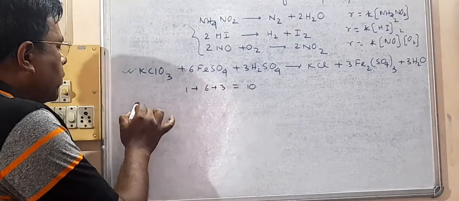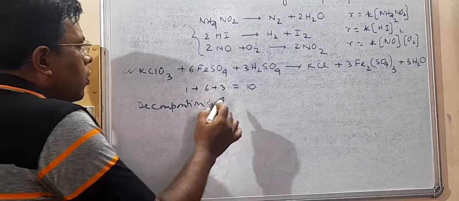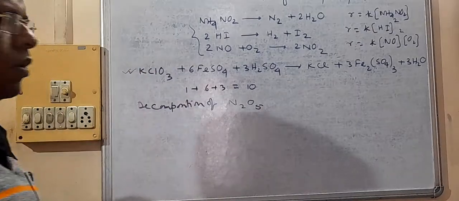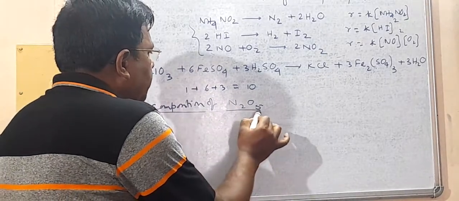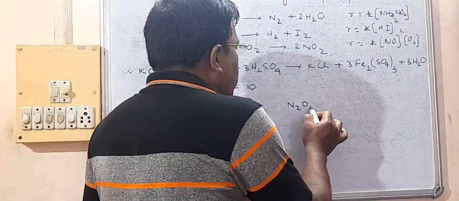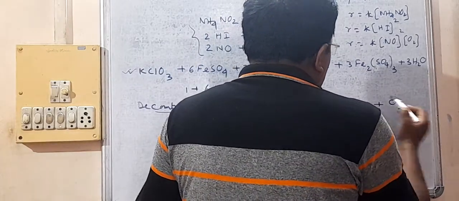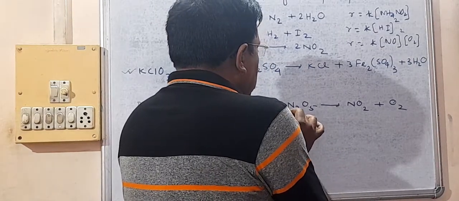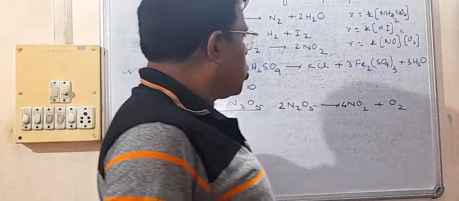Now we are going to explain it with the help of one illustrative example. Suppose decomposition of N2O5, decomposition of nitrogen pentoxide. And it is like this: N2O5 gives NO2 plus O2. Decomposition of pentoxide takes place in this way. There it is 2, there it is 4. So this is a decomposition of pentoxide.